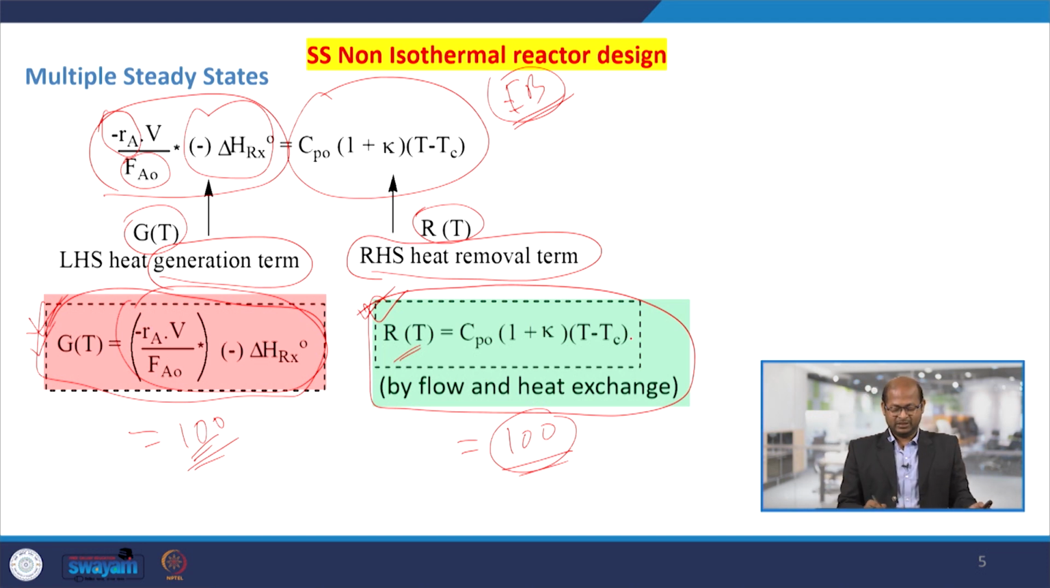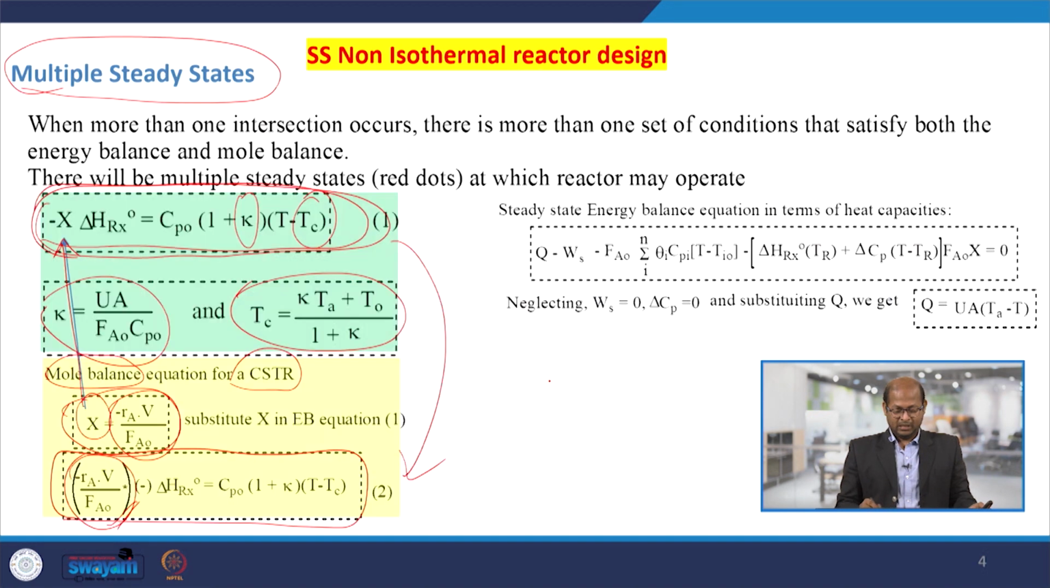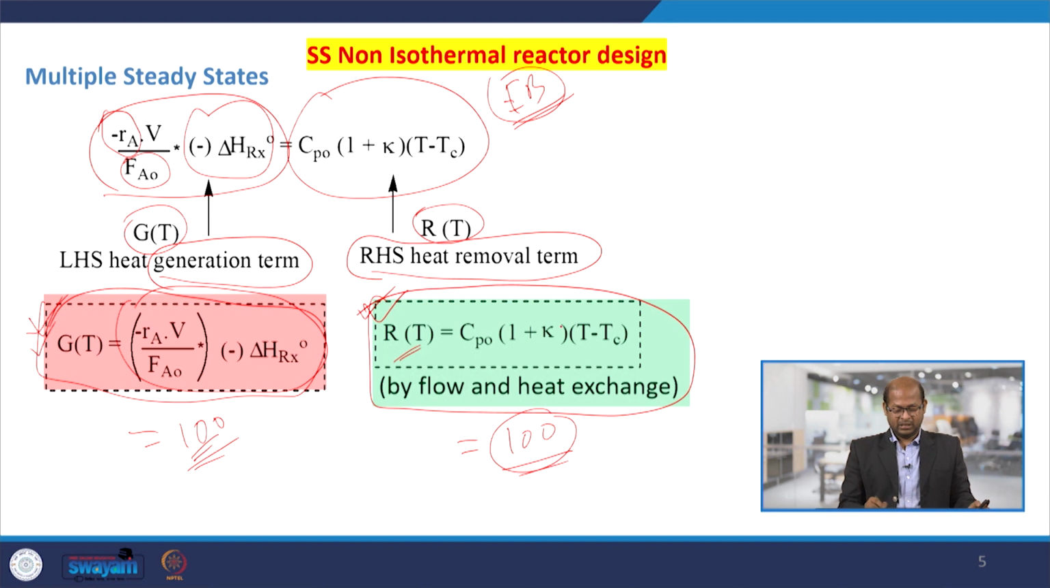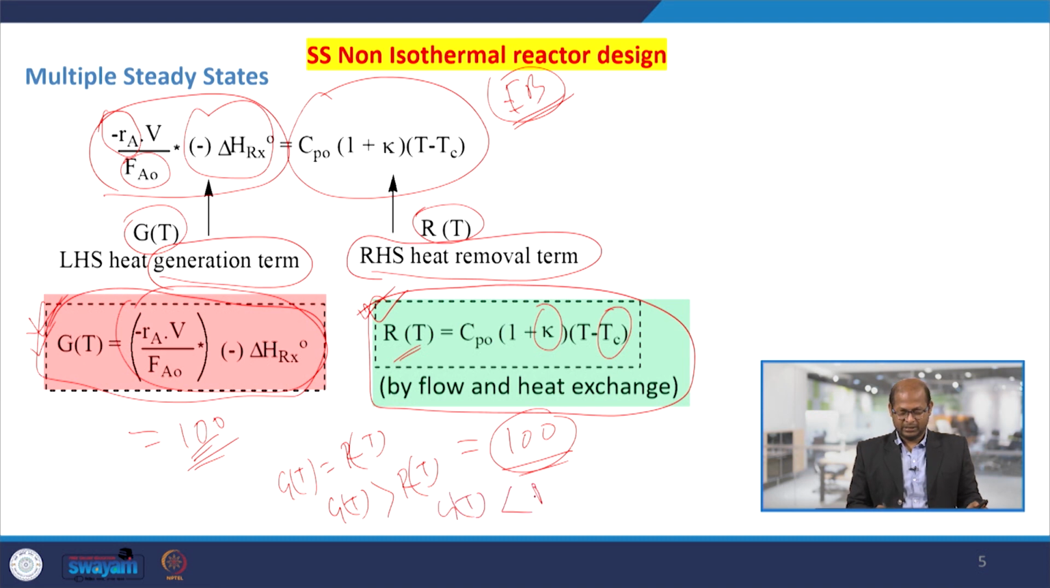So, this is the heat removal term, Ta, Tc, or UA (Tc) also we can say, kappa Tc. That is the heat removal term, due to the coolant that is circulating outside of the reactor. So, heat generation equals heat removal may or may not hold. This G(T) may be equal to R(T), or G(T) may be greater than R(T), or G(T) may be less than R(T).